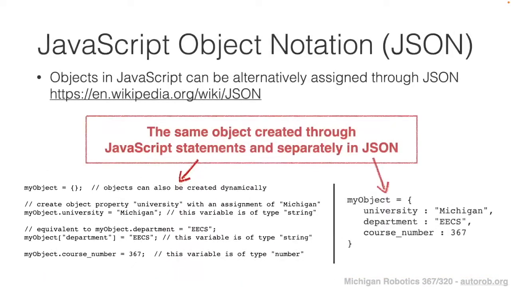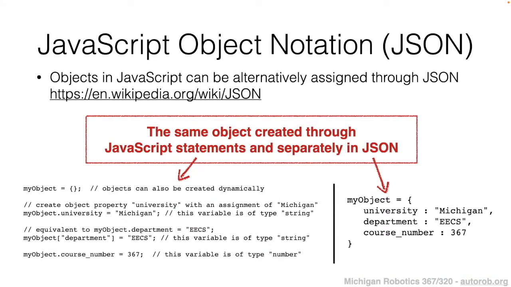All right, so also with respect to objects in JavaScript, there's another way that you can define objects within the code, and this is another way also that you can define objects as separate files. But apart from that, it's referred to as JavaScript Object Notation.